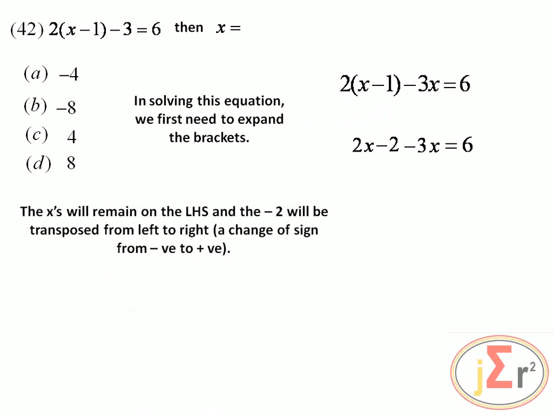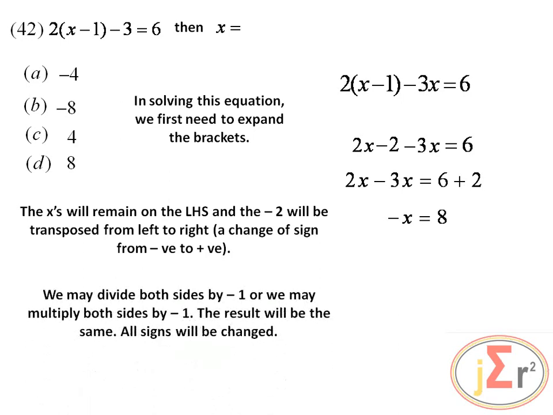The x's will remain on the left hand side, and the negative 2, which is a constant, will be transposed from left to right, a change of sign from negative to positive. So this negative 2 will be transposed, and of course the x's will remain on the left hand side. So we have 2x minus 3x, 2x minus 3x. We have 6 plus 2, this 2 being transposed, 6 plus 2. So we'll have eventually negative x is equal to 8.